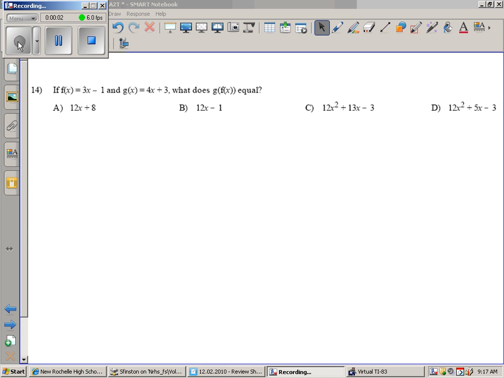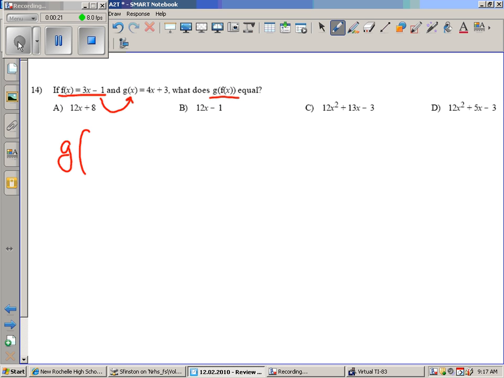All right, question number 14. Question number 14 is composition, right? Here's what we got. Basically, you have to take f of x and plug it into g of x. So let's write this down. G of, whoops, that's a parenthesis. We're going to have a little f of x.